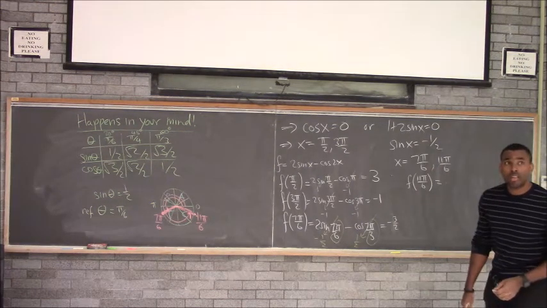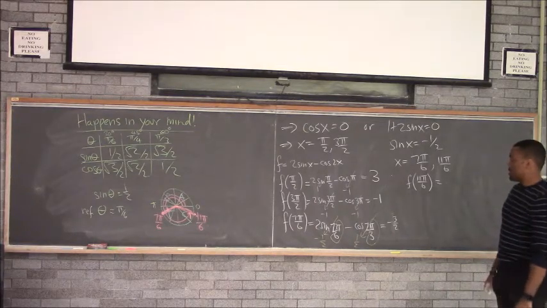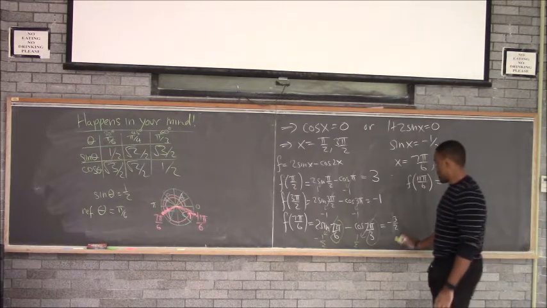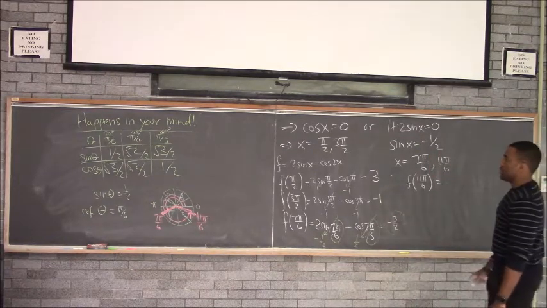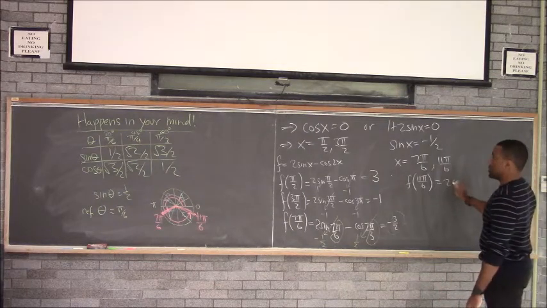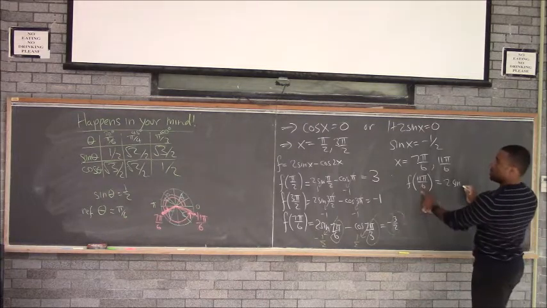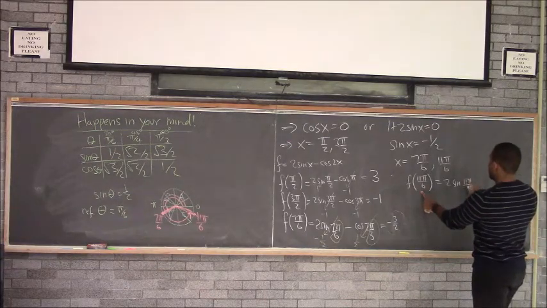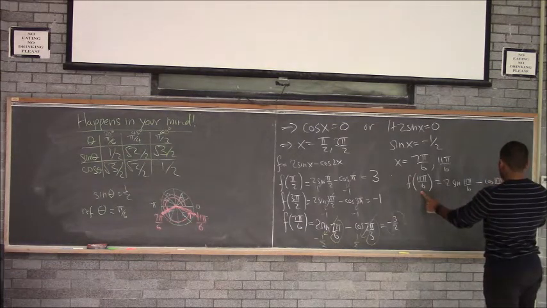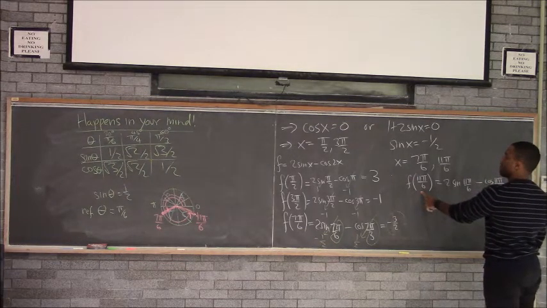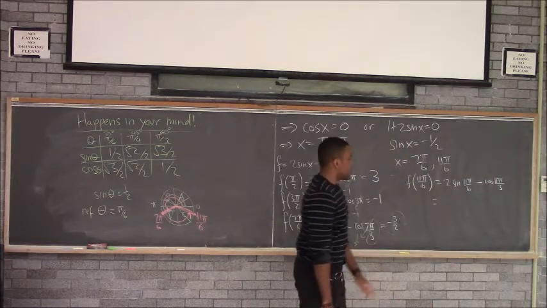-3 over 2. This one? Okay, let's see. So Theorem believes it's -3 over 2. Let's check. So we are going to get 2 sine of 11 pi over 6 minus cosine of 11 pi over 3. Okay, so sine of 11 pi over 6, what is that?